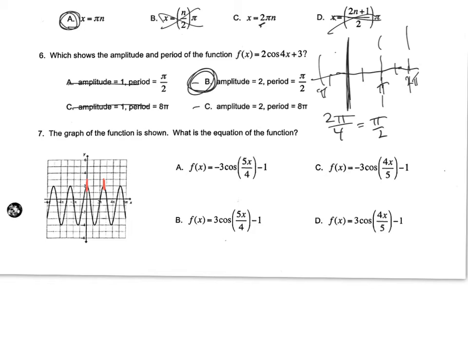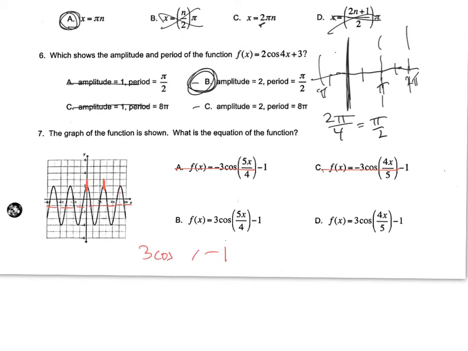Also, you can tell it's not been flipped over, so we can get rid of the ones that have a negative in them. So it cannot be A or C. So that leaves us with these other choices. Well, they both have a -1, and they both have an amplitude of 3. So if we count down 3, it does take us to a -1. So your midline is -1, and we're dealing with 3 cosine.